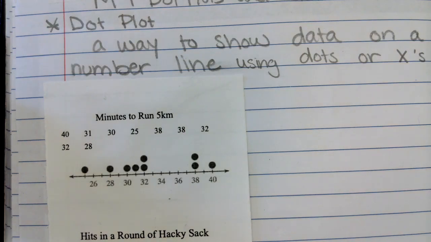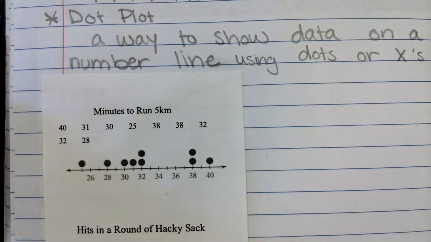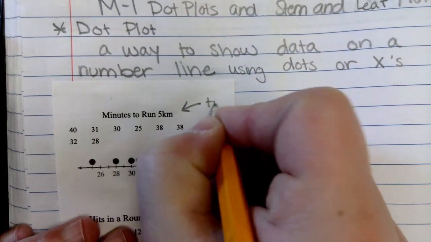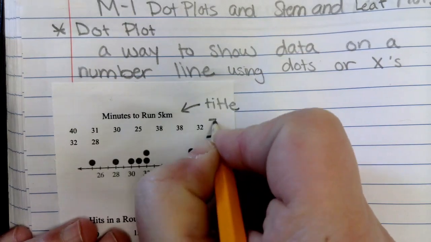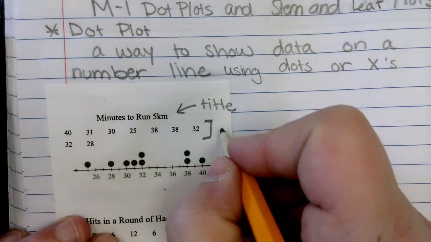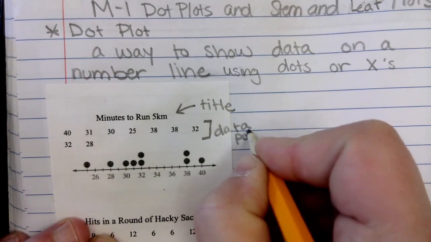Let me make sure I get it back, because somebody stole my glue earlier. All right, so big thing here is we have to have a title. What do we call these numbers in between the title and these dots? Data point. Beautiful. So they each correlate with a dot.